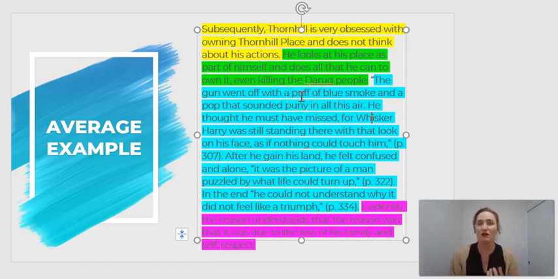So this sort of thing, where I'm just randomly putting a quote in, there's no context, there's no analysis, it's just a quote, is what markers don't really like. Sorry, this is an average example, as I said.